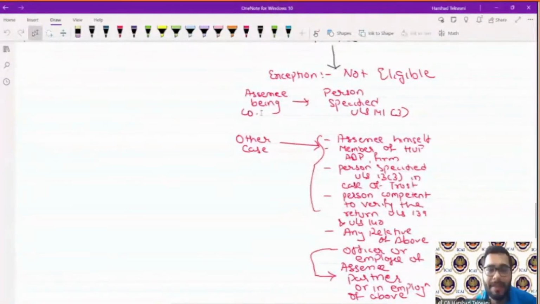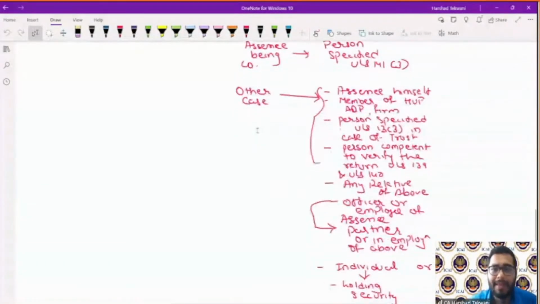Person specified under section 141(3) of Companies Act for assessee who are companies; for assessee other than companies, assessee himself, member of HUF or member of AOP or firm; person specified under section 13(3) in case of trust, a specified person which are already specified under section 13 of Income Tax Act; person competent to verify the return under section 139, because he is authorized to verify the return, so he cannot be a tax auditor. Any relative of the above, officer or employee of the assessee, partner or in employment of the officer or employee.